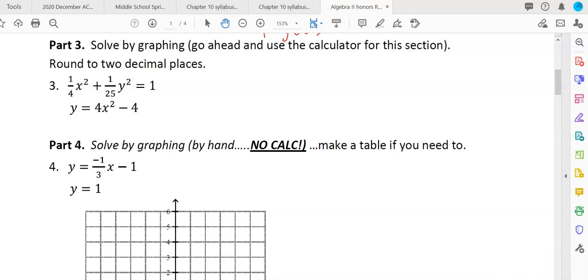Use the calculator. Okay. So solve by graphing. So let's solve this by graphing. First, we have to solve for y. Well, this one's already solved for y. This one, to solve for y, I would multiply by the GCF, which is 100. So we multiply everything there by 100.